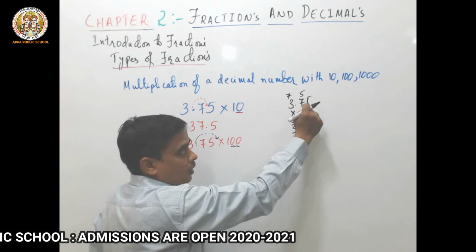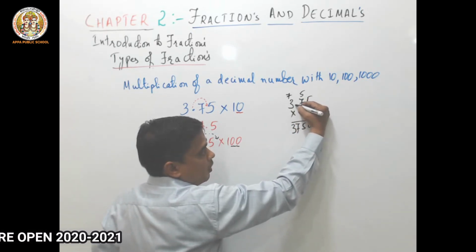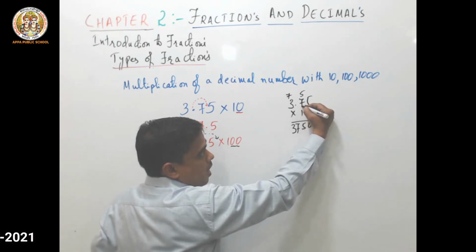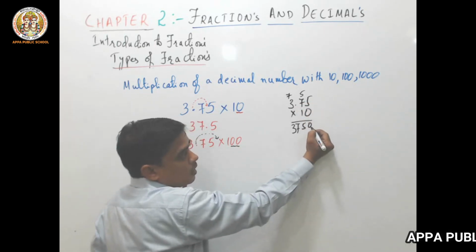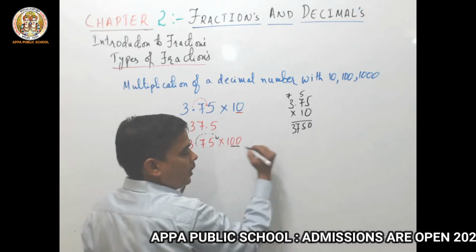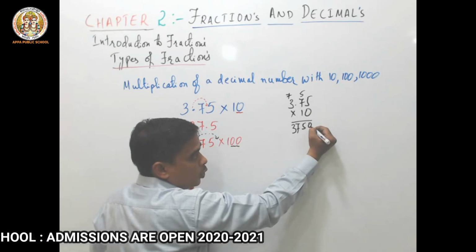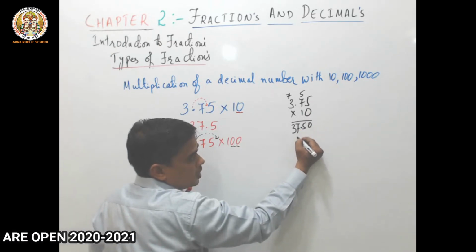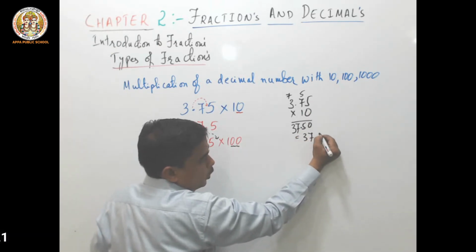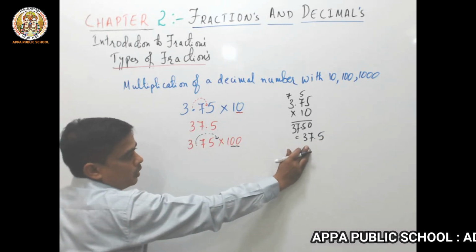Here there is no decimal number. Here you have a decimal number. So after the decimal point, how many numbers are there? 2 numbers are there. So here you have to shift the decimal point towards your left side. Count 2 numbers, because there are 2 numbers here. Here also you have to count 2 numbers. 1 number, 2 numbers. Place the decimal point here. How much will it be? 37.5 or 37.50. The answer is 37.5.